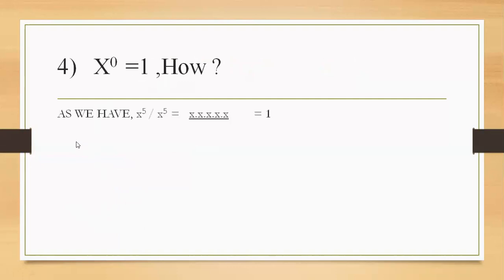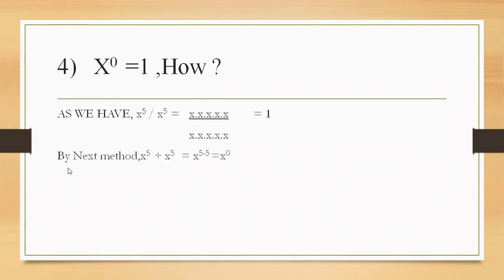As we have x to the power 5 divided by x to the power 5, we divide like this. X to the power 5 is x into x into x into x into x, 5 times, and down also x into x into x into x into x, 5 times. If you cancel up and down, the answer will come 1. We used to do this division method in lower classes.